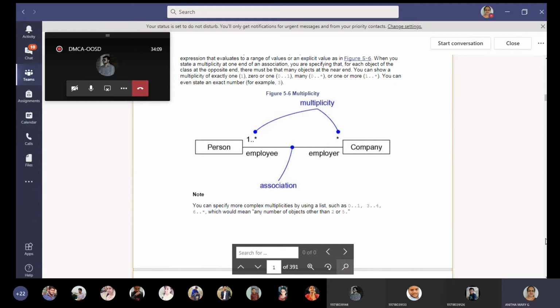So this is what we call multiplicity, or cardinality in DBMS. This multiplicity tells us how many instances of one class can be associated with how many instances of another class. That can be given by multiplicity.